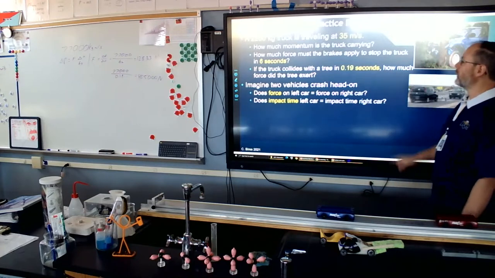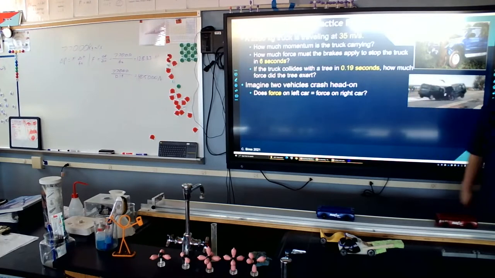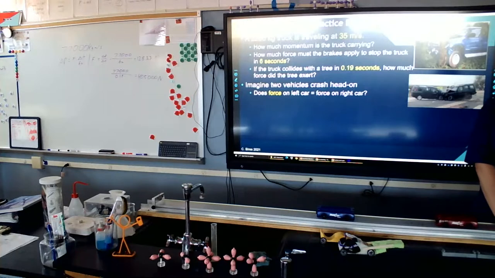Okay, so this is important. Imagine two vehicles in a head-on collision. Does the force on the left car equal the force on the right car? Does it matter? No, it does not, and yes, they do. Exactly. So for every action, there is an opposite reaction. Because they have the same impulse, they have to have the same time of collision. They have to have the same force. So Newton didn't just go, yeah, the forces should be equal. It has to work that way.